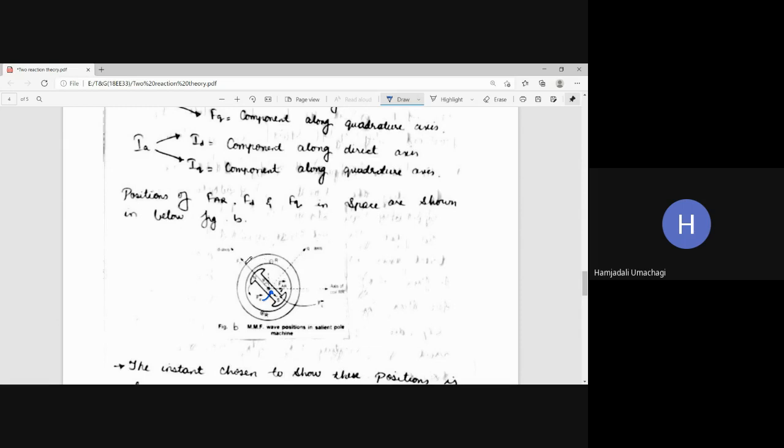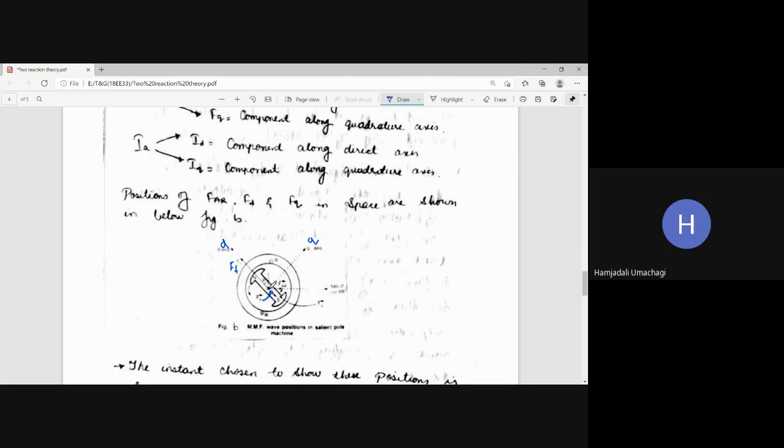This is the FF line. FF means what? The field produced by the field winding. The MMF produced by the field winding will always rest along the direct axis. So this is my direct axis, the D axis, and 90 degrees ahead of it will be the quadrature axis, the Q axis.